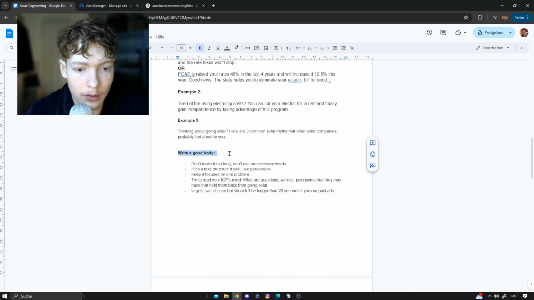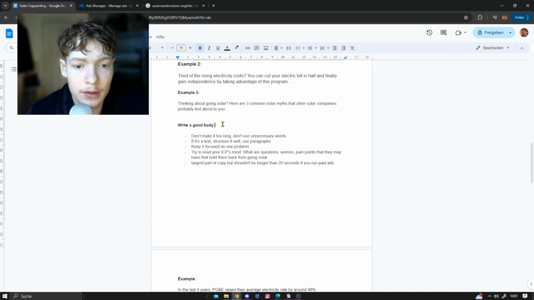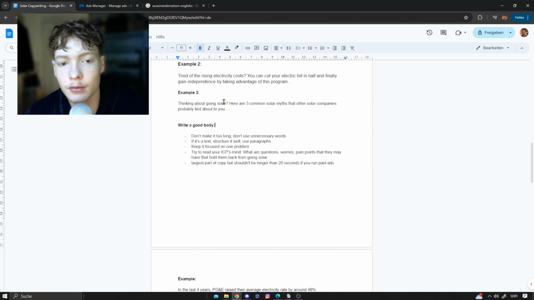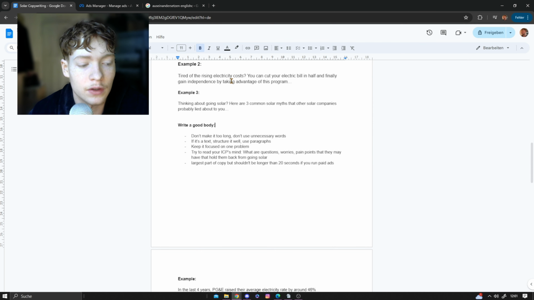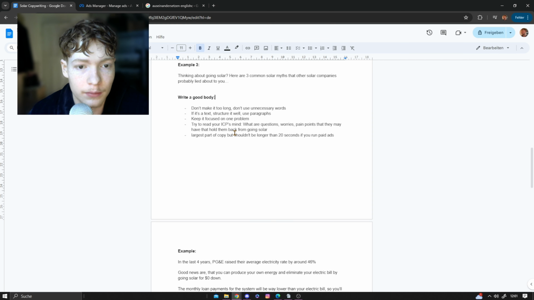And then you also want to be able to write a good body. As I said, the body is the main part. I would say the hook is still more important, because if you write a banger hook, then they will keep reading, and even if the body is not too good, they will probably read through it if it's not too long. And of course the body is still extremely important, don't get me wrong.